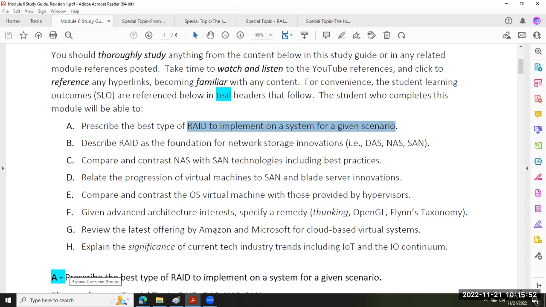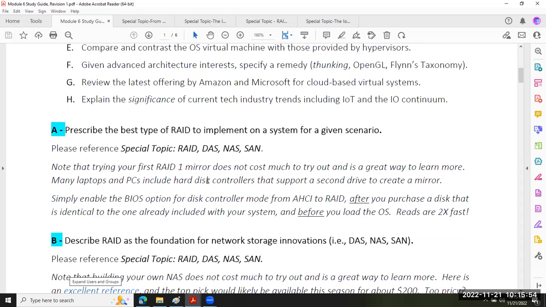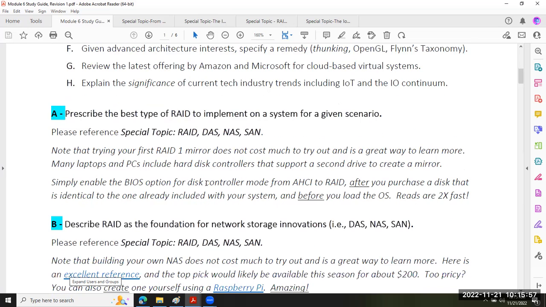And so what we'll do is walk through some of this quick stuff here, and then call out really the most important concepts related to this.